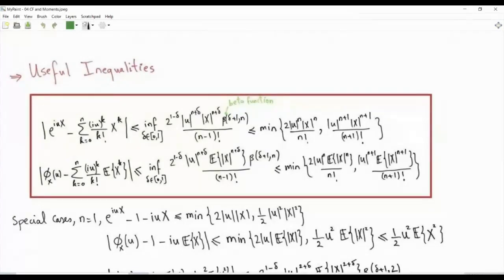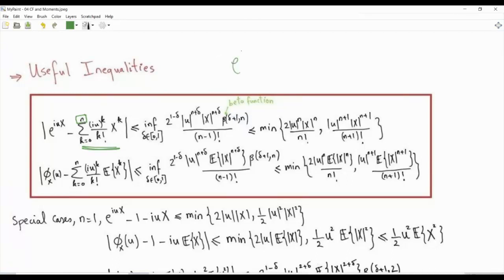Okay, so we will need inequalities, so let me first try to explain those inequalities. We have here e to the ix. Just think of x as some constant and u as some variable, so u and x are real numbers. Now, what is this thing? If you look at it, it's like the Taylor series, but it is truncated. It stops at n.